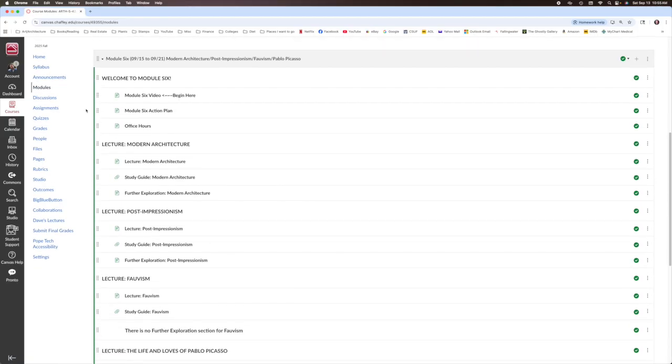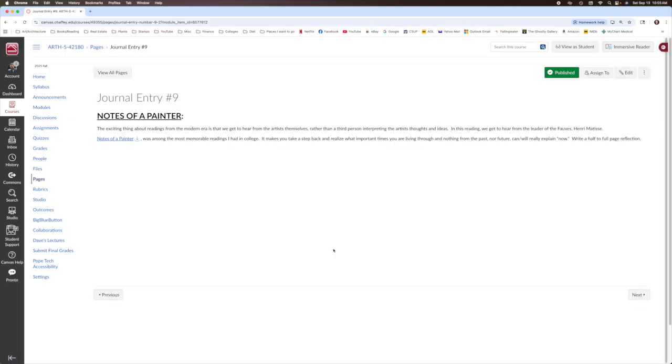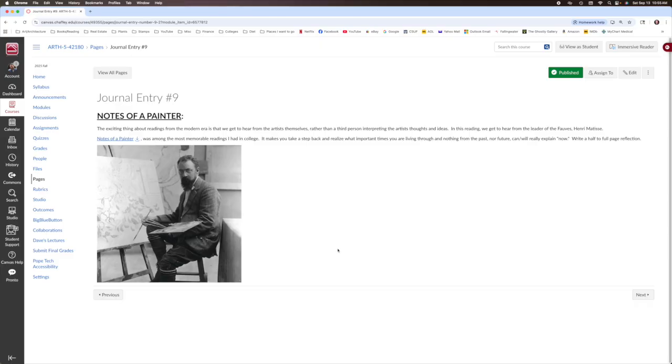We're going to have 2 journals this week as normal, and we'll take a look at them here. The first journal is about Fauvism. It is Notes of a Painter. It is written by Matisse. And again, I'm just looking for a reflection. What did you find interesting about this reading? Do you think it is relevant, even if you are an artist? The way he talks about how art is of its time and place. So it's a really passionate reading, and I hope you enjoy that.